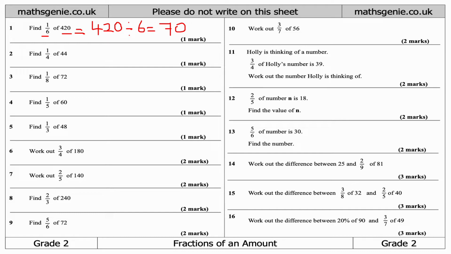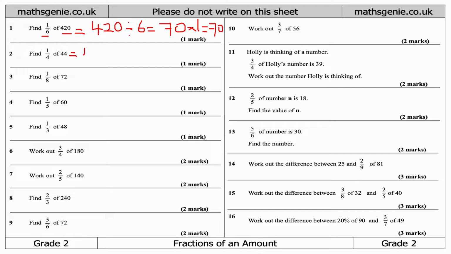So I divide by the denominator and then times by the numerator. Now, because I've got a 1 on the top, timesing by 1 doesn't actually change my answer, but just for this first one, I'll put this times by 1 here, but obviously timesing by 1 doesn't actually change my answer.